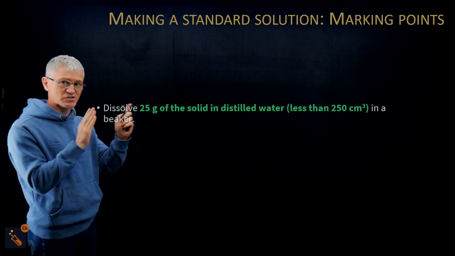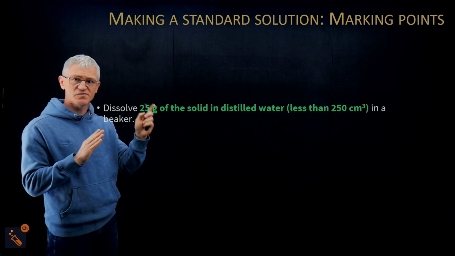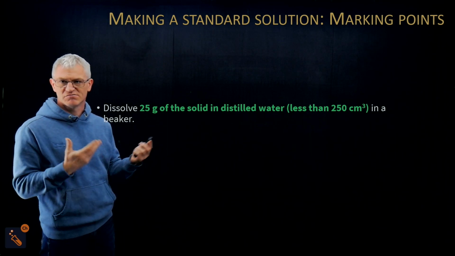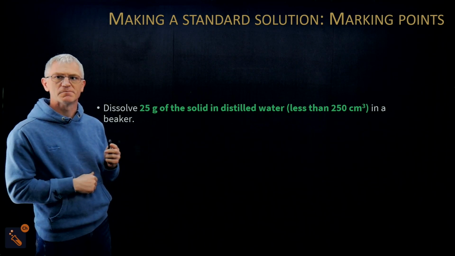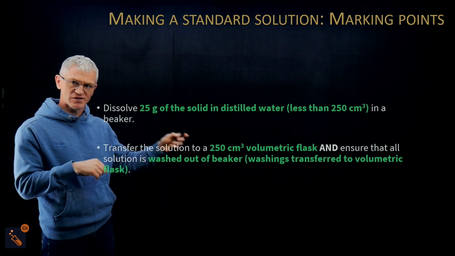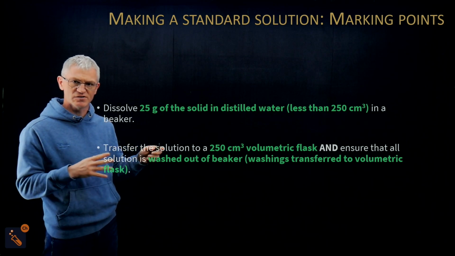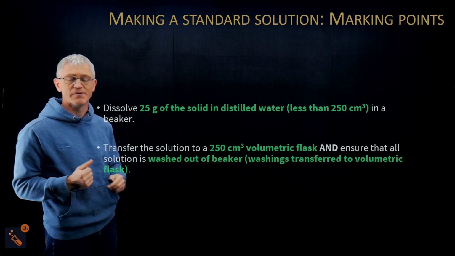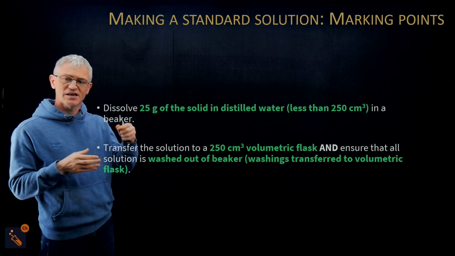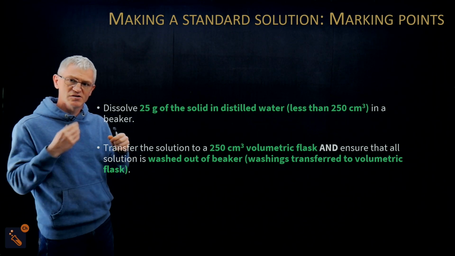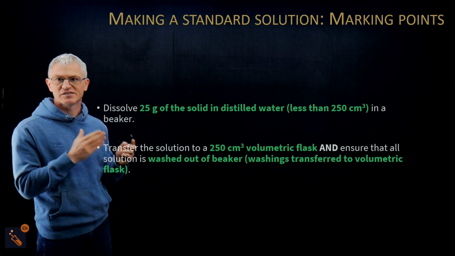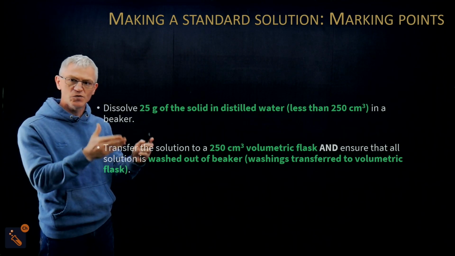So you mix whatever you've decided to dissolve, 25 grams, into distilled water. It's got to be less than the volume you want to create. So you can say 100 cm³, for example, but it's got to be less. You'll transfer the solution to the volumetric flask. So you'll stir it around and you'll transfer it and ensure that all of the solution is washed out of the beaker. Now, what that means is you'll take this beaker, pour it into the volumetric flask, and then put a bit more water in, wash it around, and transfer those into the volumetric flask. The green bits are the bits you get marks for.